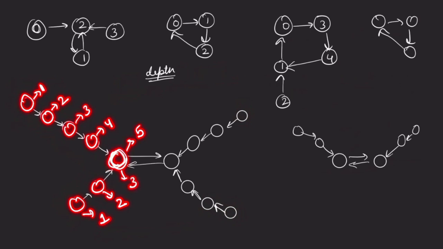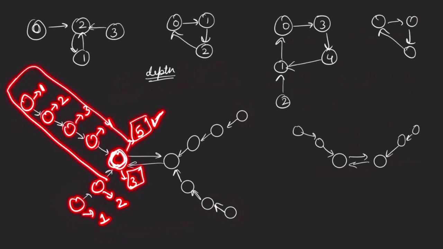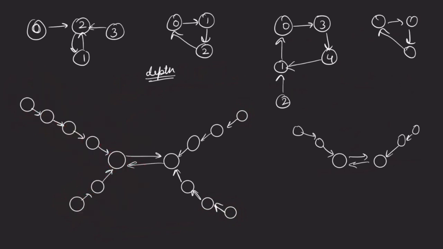Now, for this particular node, we are having two depths. One is 5 and one is 3. Which one are we going to consider? Obviously, the maximum one, which is 5. Why? Because we want to consider this particular path. We need to maximize our answer, right? So for each of the node, we will always consider the maximum depth, right?